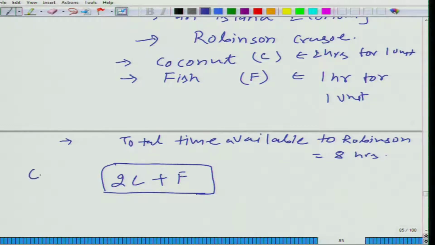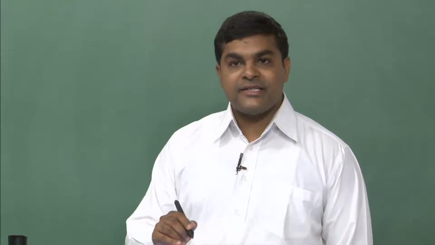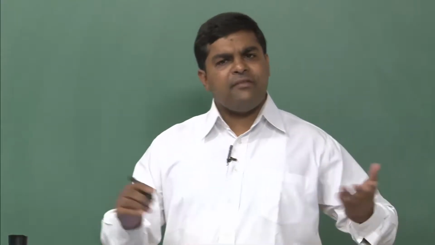So, in this bundle we have C comma F, the first number denoting the number of coconuts and the second number denoting the units of fish, and this has to be less than or equal to 8, and this is his budget constraint. Although it is not in terms of money, it is in terms of time, you can very well imagine a scenario where a person is interested in only 2 things, coconut and fish, or it can be cloth and fish, does not matter, any 2 items.